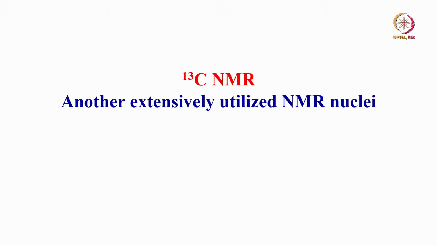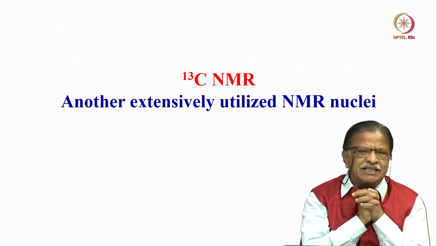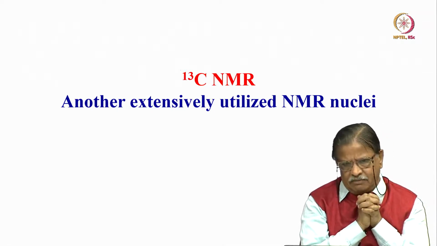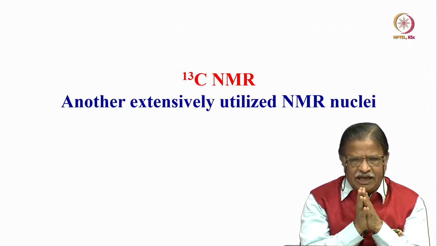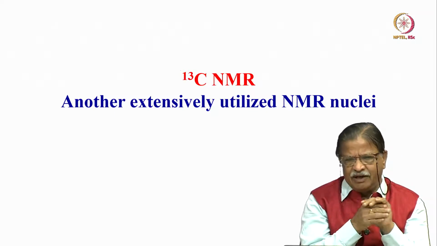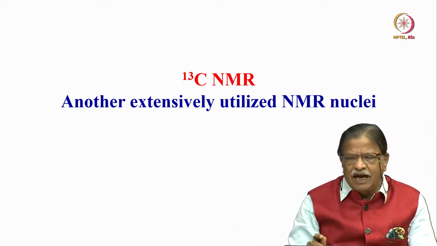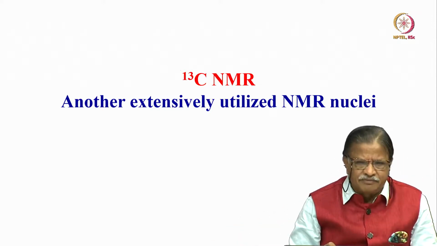Now I will go to the carbon 13 NMR. Carbon 13 is another extensively utilized NMR nuclei. Most of the time in organic chemistry or biology, people use carbon 13, nitrogen 15, proton and phosphorus. These are extensively studied nuclei. Let us see how the carbon 13 NMR looks.